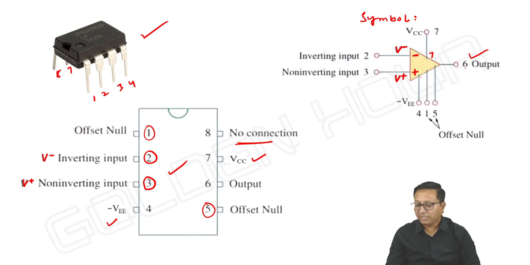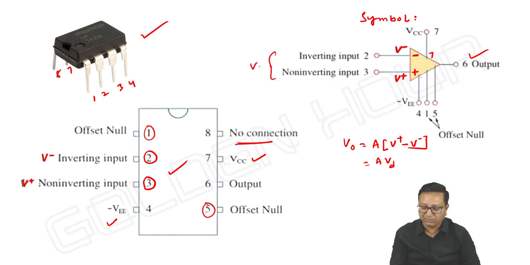And here the output of the operational amplifier is related to the two inputs by means of the equation V output is equal to A into (V plus minus V minus), or the voltage V plus minus V minus is also denoted by VD, meaning the differential input. The difference of voltages between non-inverting and inverting terminals is denoted by VD. The output is related to the two inputs by means of this equation.